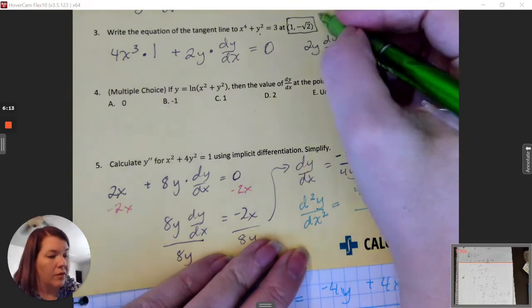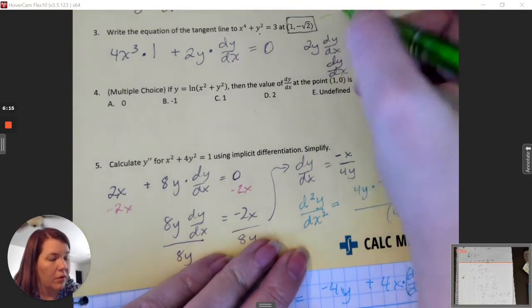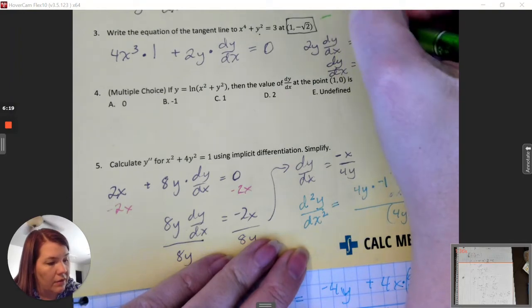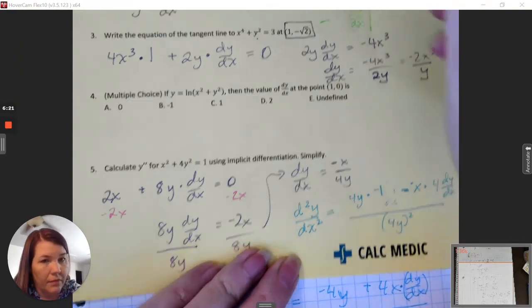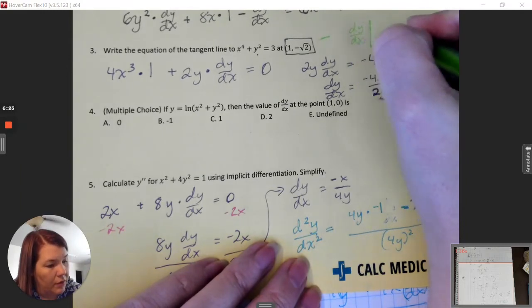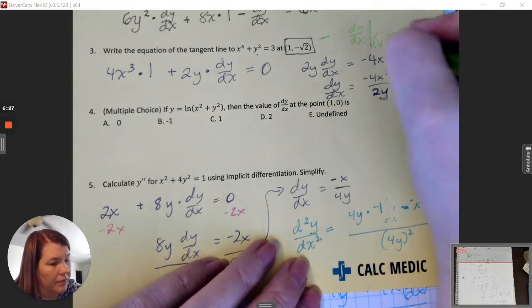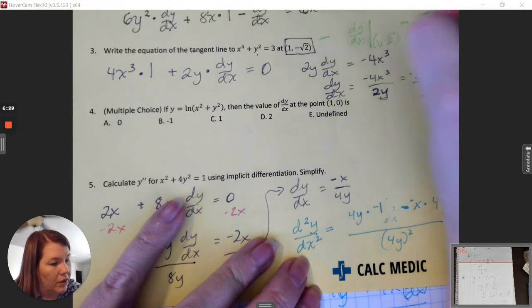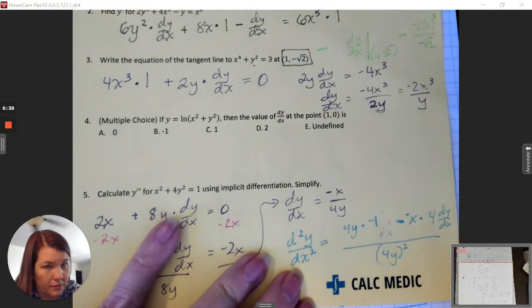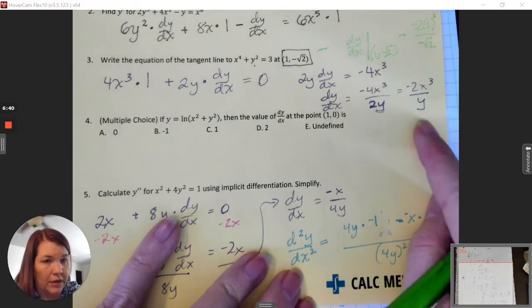So I can find the slope. So I'm looking for the slope. So I need dy/dx evaluated at 1 comma negative 2, square root of 2, which gives me negative 2 times 1 cubed over negative square root 2. So I've just replaced those into that.